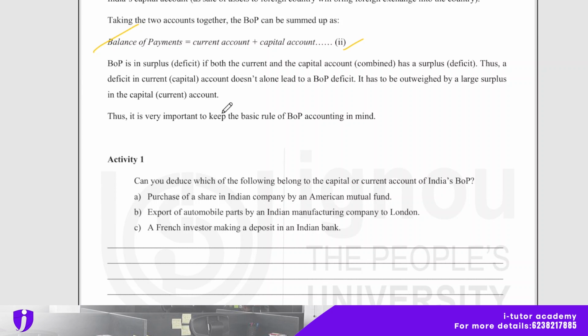Balance of payment is in surplus or deficit if both the current and the capital account combined have a surplus or deficit. Thus a deficit in the current account doesn't alone lead to a balance of payment deficit. It has to be outweighed by a large surplus in the capital account. So thus it is very important to keep the basic rules of BOP accounting in mind.